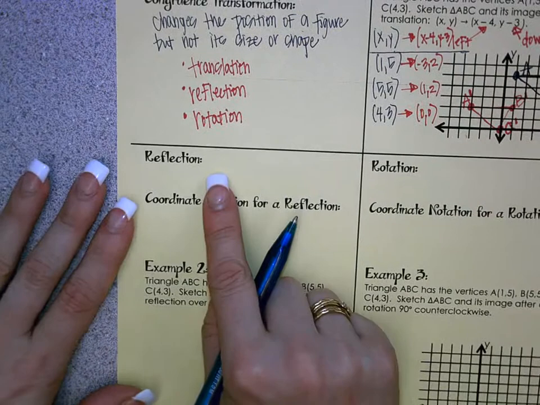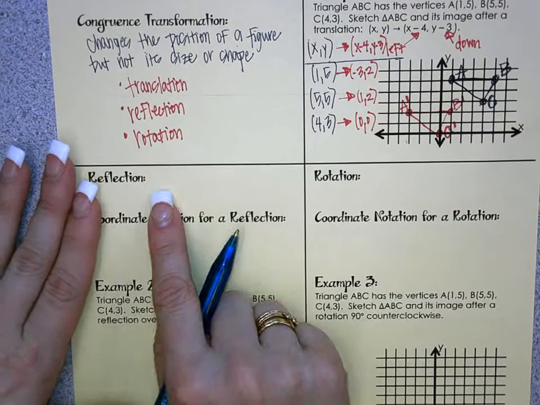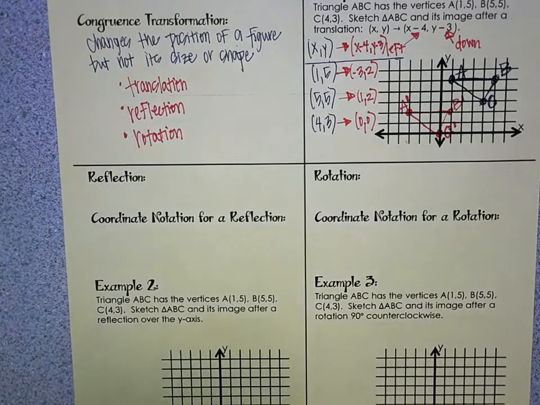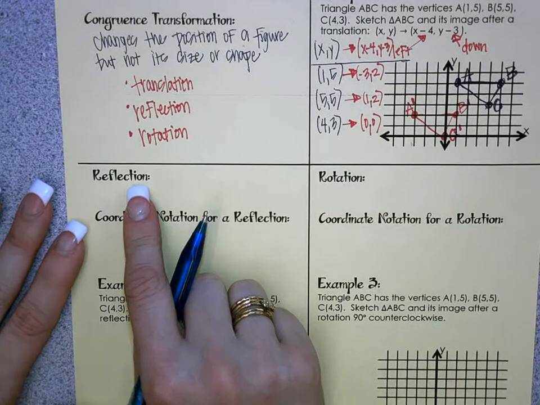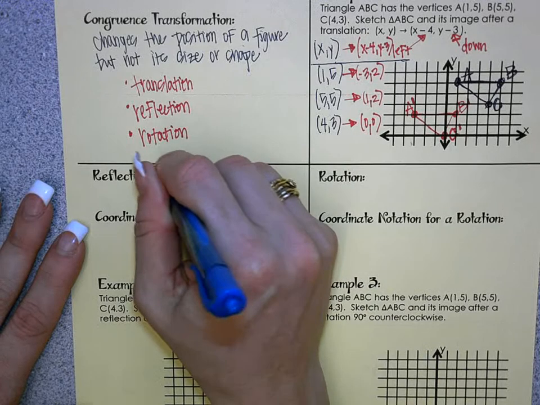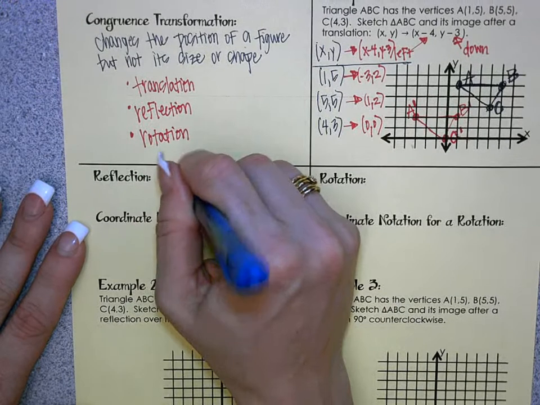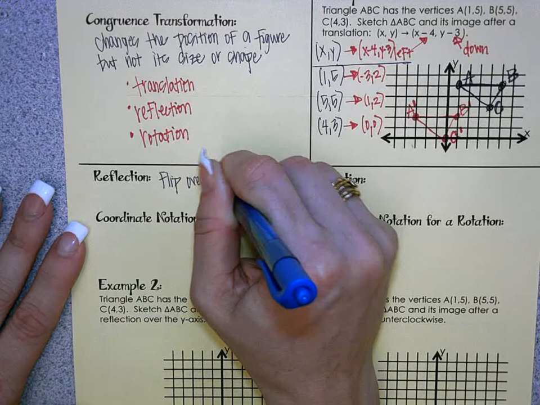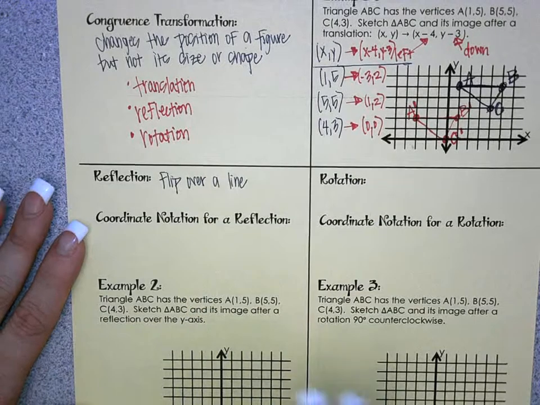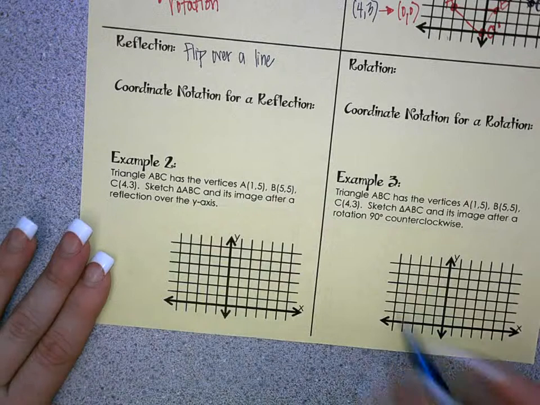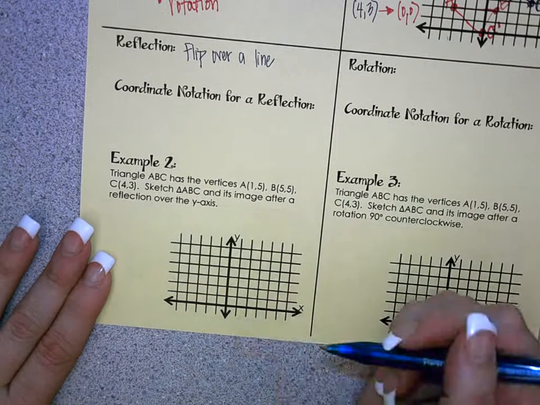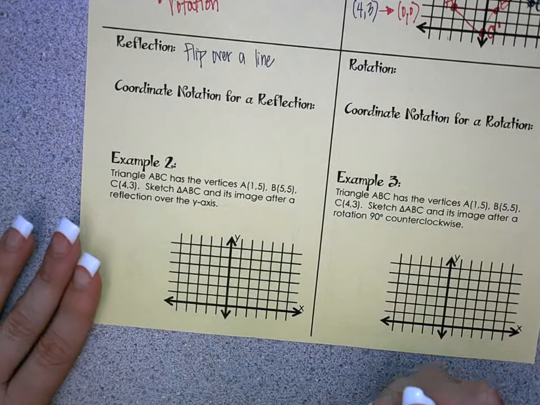Next one we're going to look at is something called a reflection. Okay, what is it? What do you think something's doing if it's reflecting things? A reflection is basically when you flip something over a line. So a reflection is a flip over a line. Okay, a flip over a line. The only kind of reflection that we're going to do is flipping over the y-axis, so that'd be side to side, or flipping over the x-axis, which would be up and down.